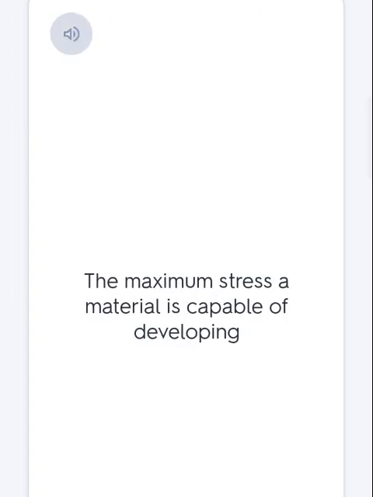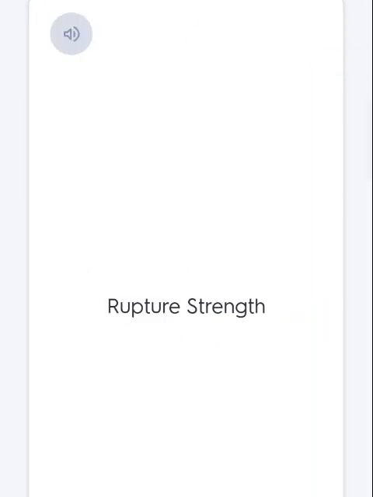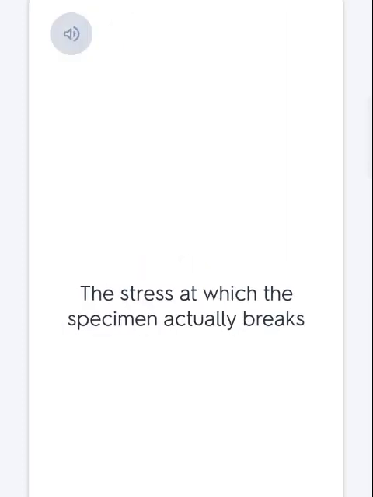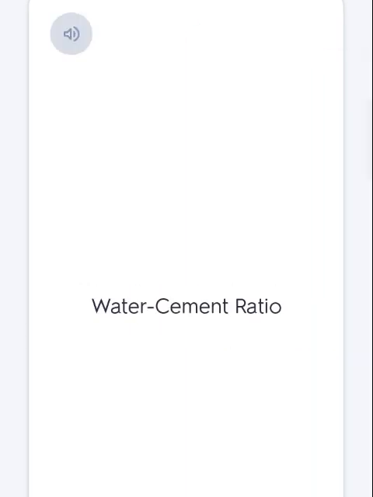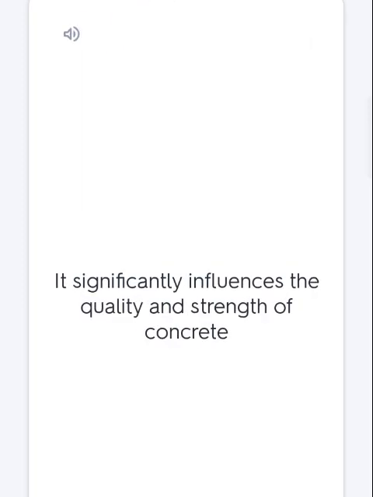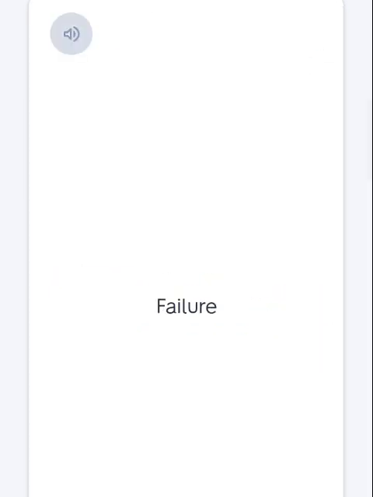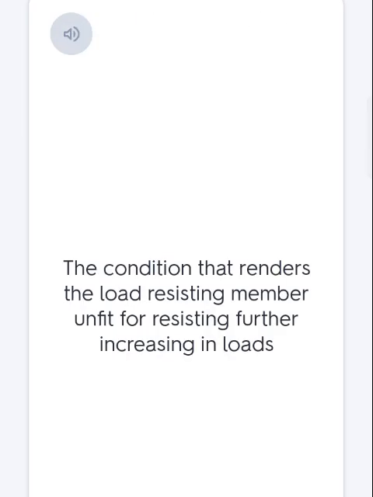Ultimate stress. The maximum stress a material is capable of developing. Rupture strength. The stress at which the specimen actually breaks. Water-cement ratio. It significantly influences the quality and strength of concrete. Failure. The condition that renders a load-resisting member unfit for resisting further increase in loads.